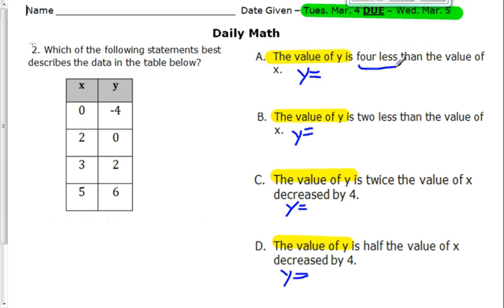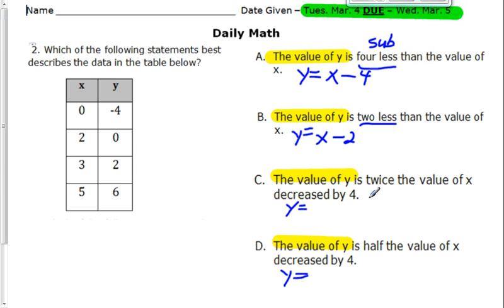For less. What operation is it when it's less? Add, subtract, multiply, and divide. Well, that means we are subtracting. So if it says for less than the value of x, that means whatever x is, I'm subtracting 4. This one right here, 2 less than the value of x. So this one's saying I have x minus 2.